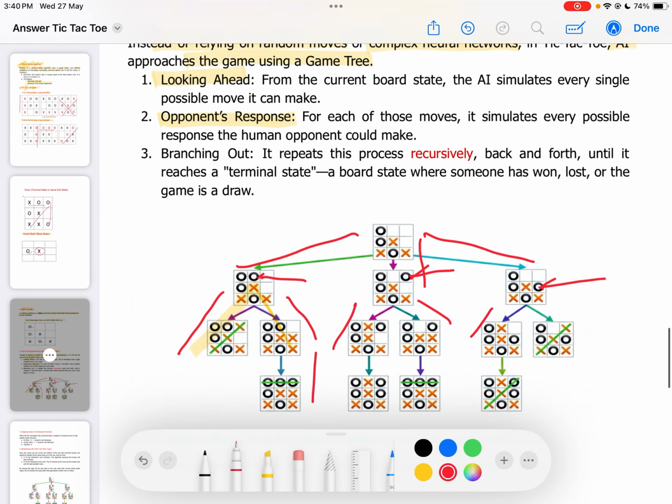This process it will do recursively. This is very important. You have to write this in your exam. The branching out repeats the process recursively, back and forth, until it reaches the terminal state. What is the terminal state? We talked about it before. This is the final state.